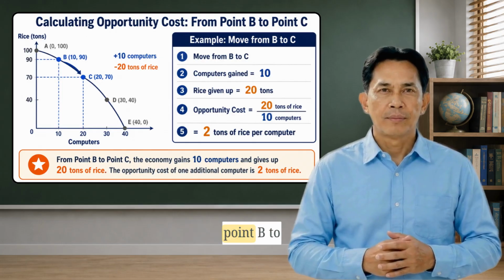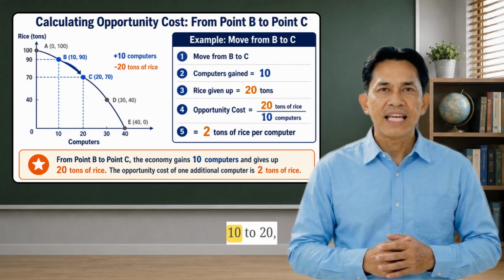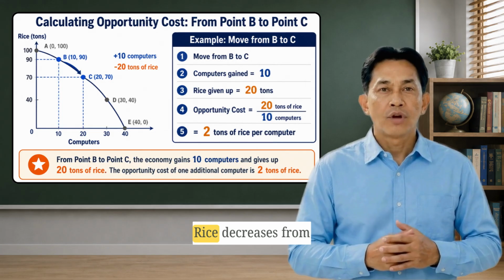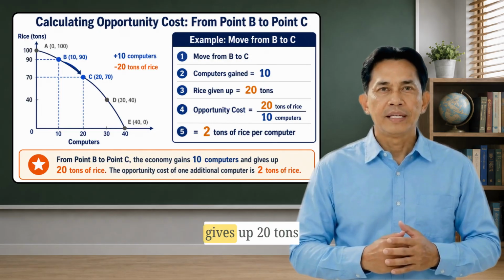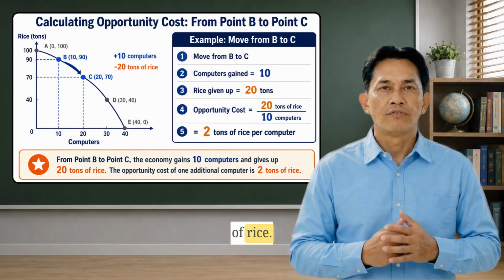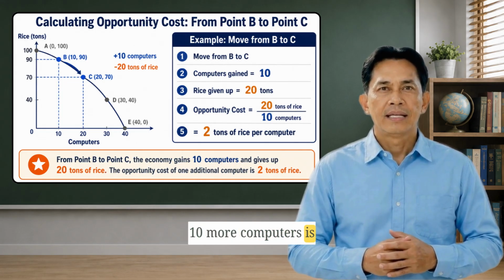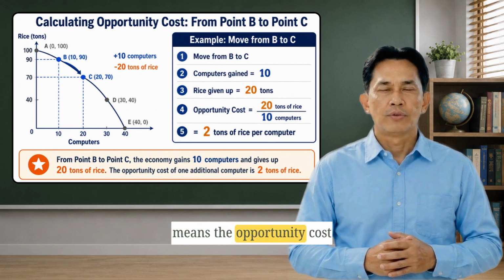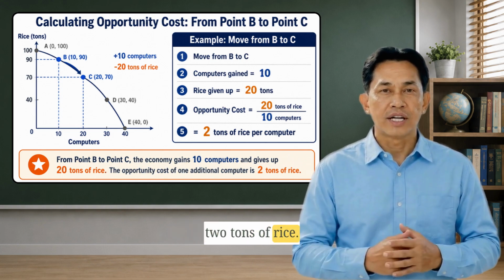Now let's move from point B to point C. Computers increase from 10 to 20, so the economy gains 10 computers. Rice decreases from 90 to 70, so the economy gives up 20 tons of rice. The opportunity cost of 10 more computers is 20 tons of rice. That means the opportunity cost of one additional computer is 2 tons of rice.